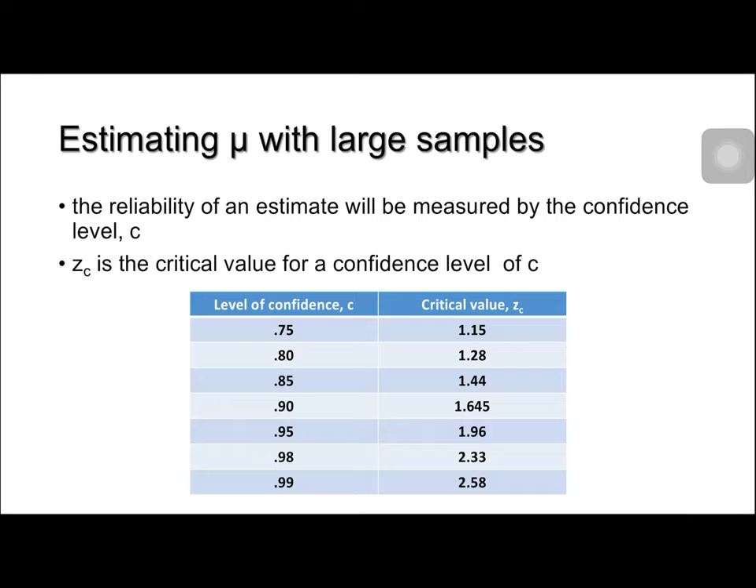Okay, so estimating mu with large samples. The reliability of an estimate will be measured by the confidence level C. ZC is the critical value for a confidence level of C. So we have here the confidence level C and its corresponding critical value, ZC. Anyways, you can see this at the student's t-distribution.